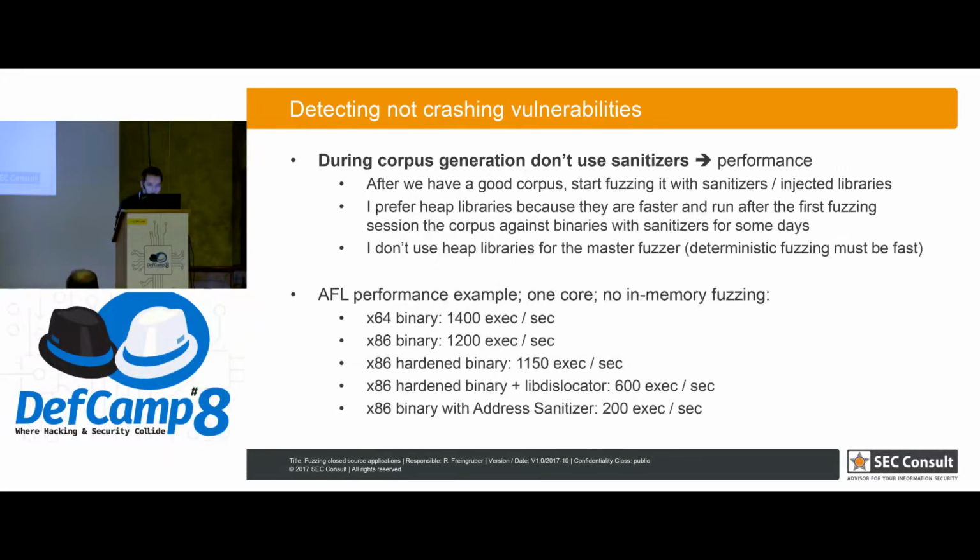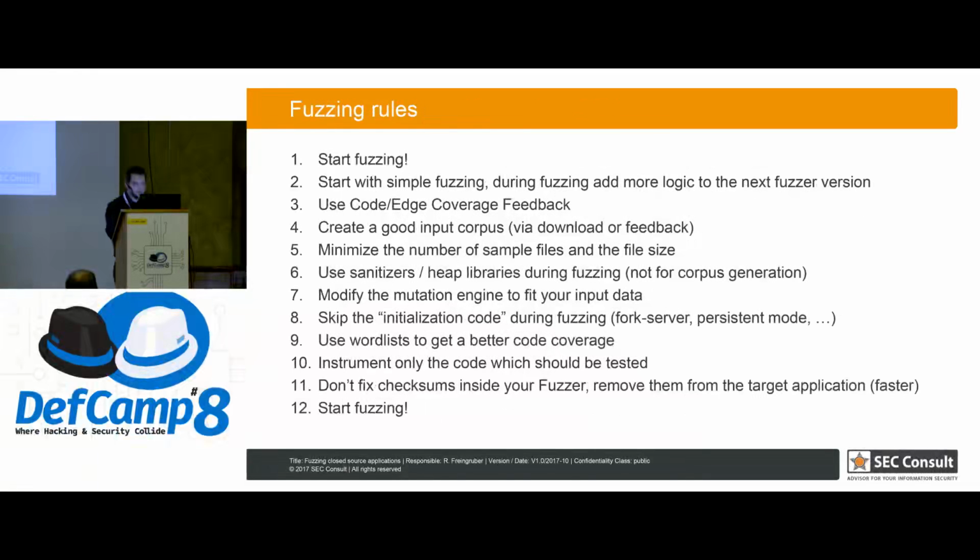There are also sanitizers which you can use if you have source code available. If you're developing, you should really use address sanitizer, memory sanitizer, and so on. But the problem is that these sanitizers are very slow. For example, if you have an execution speed of 1,200 executions per second, with address sanitizer you just have 200 executions per second. That means what I'm typically doing is using libdislocator or my own heap implementation for fuzzing. Then I'm fuzzing for 1 to 3 weeks, and after that you give the corpus which was generated by the fuzzer one more week with address sanitizer and so on.